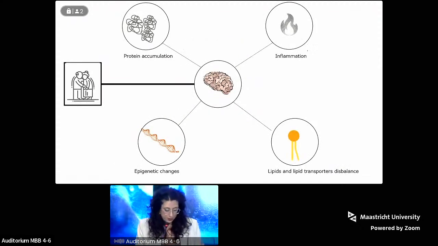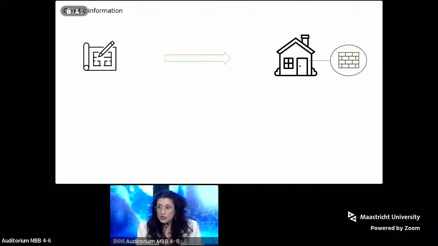In the second part of my presentation, I will mainly talk about the epigenetic changes and the link between epigenetic changes and lipid and lipid transporter imbalance in Alzheimer's disease. So I will mainly talk about the genetic information. Let's imagine we have a building plan. A good building plan brings a well-structured house with good, well-structured walls. But besides a good building plan, we also need good material to have a good house. The same happens with the genetic information.